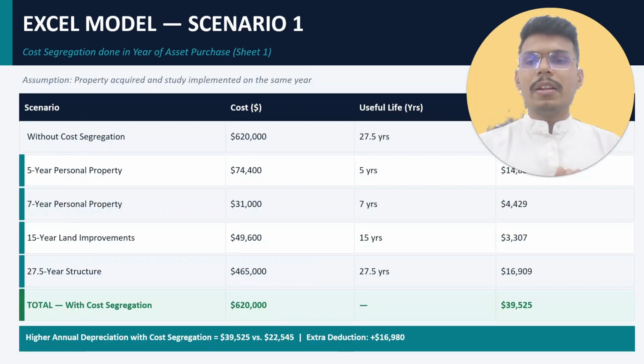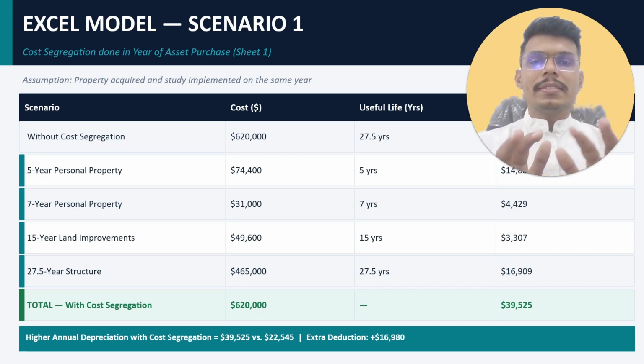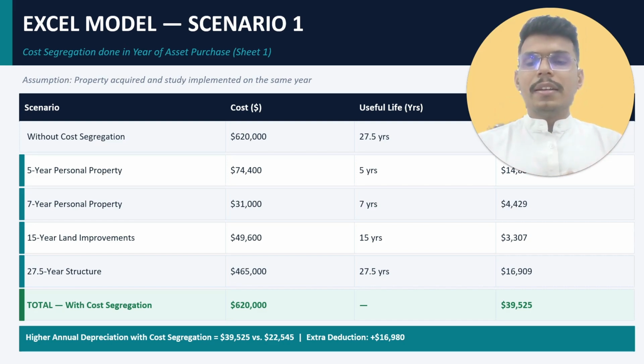So this is scenario number one, where the person acquired the property and cost segregation was done, both in the same year. So here, if a person does not do cost segregation, then he can claim a depreciation of 22,545. But if the person goes with the cost segregation study, then he can claim depreciation of 39,525. So here he can claim a higher deduction of 16,980.